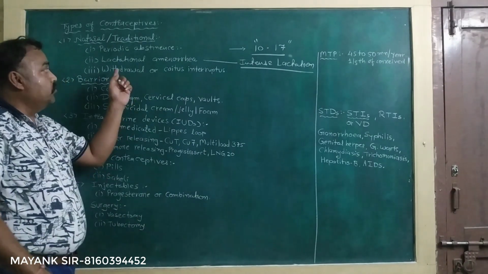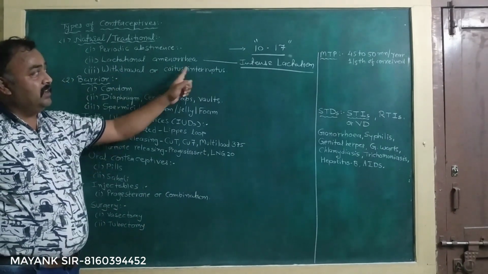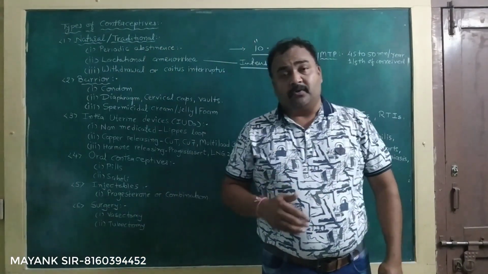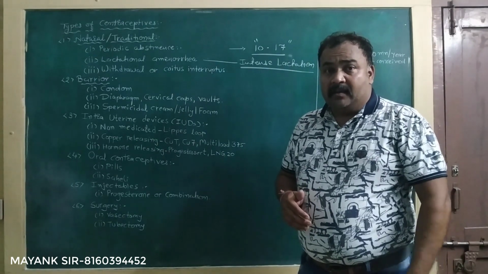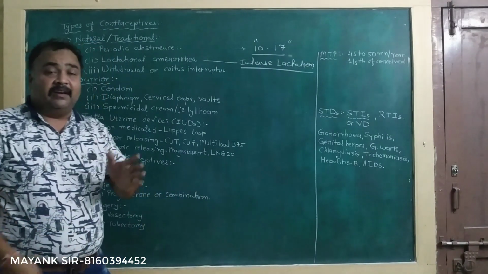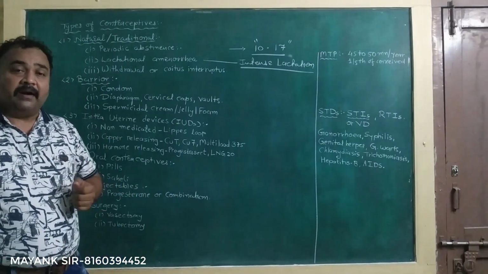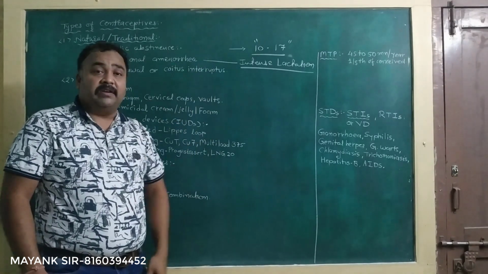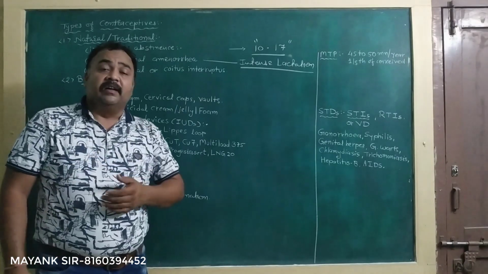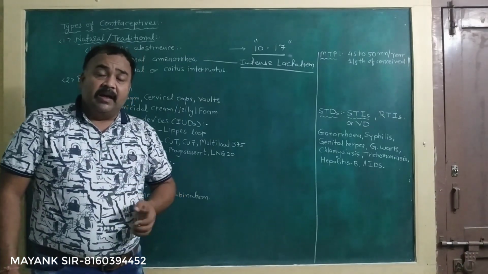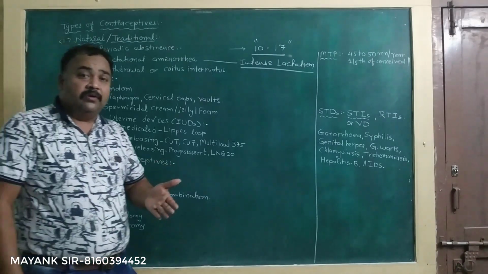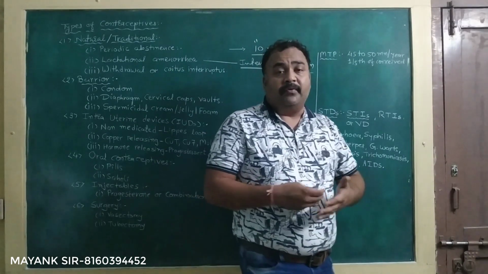The third one is known as withdrawal or coitus interruptus. This is the method in which, during intercourse, when the couple is doing intercourse, the male partner takes out the penis from the vagina of the female, and ejaculation of semen occurs outside the body of the female, so there will be no possibility of fertilization.